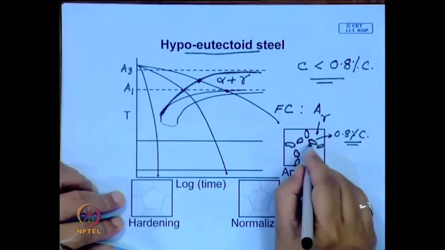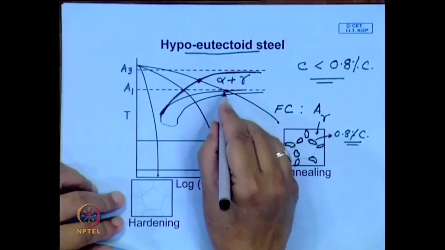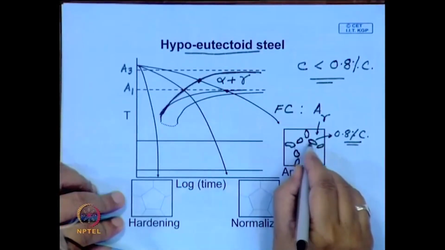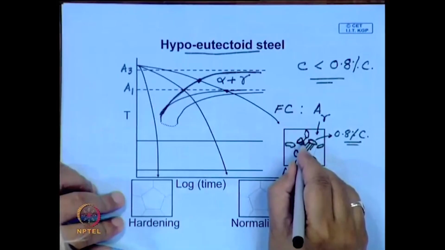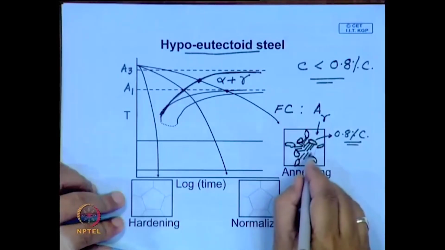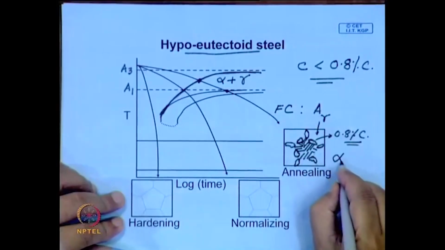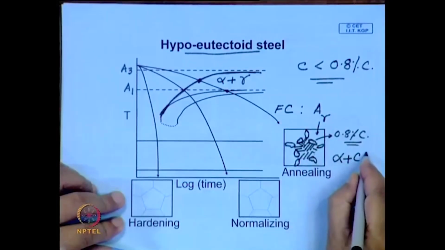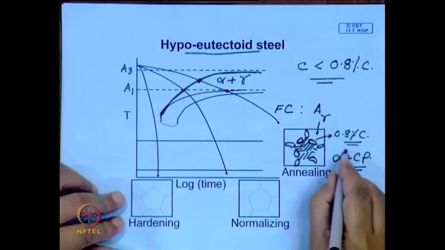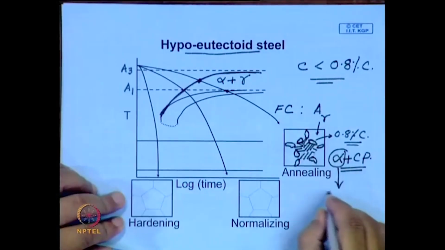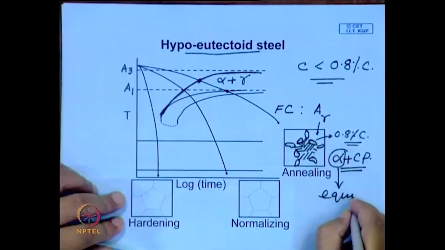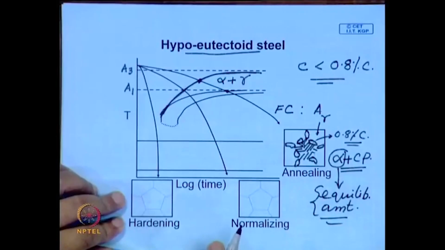And this is when pearlite nucleation starts, and pearlite nucleation here can also take place from here, and you will have these pearlite nodules forming. So, what will we have? You will have proeutectoid ferrite plus coarse pearlite in the case of annealing, and since it is slow cooling, the amount of proeutectoid ferrite will approach the equilibrium amount as predicted by the phase diagram.